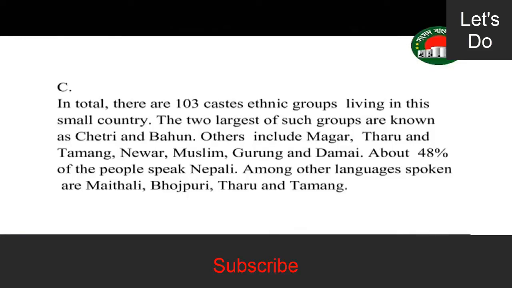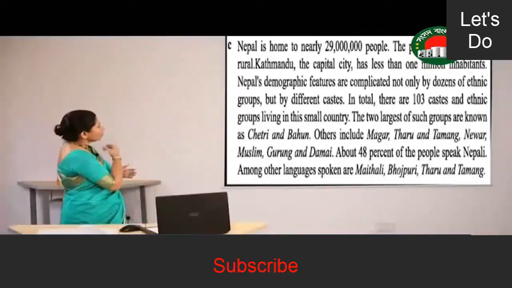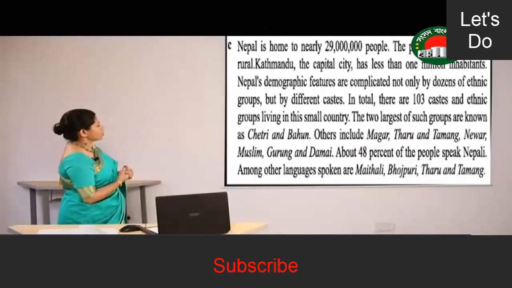Among other languages spoken are Maithili, Bhojpuri, Tharu and Tamang. It is a small land, but it has dozens of different ethnic groups.